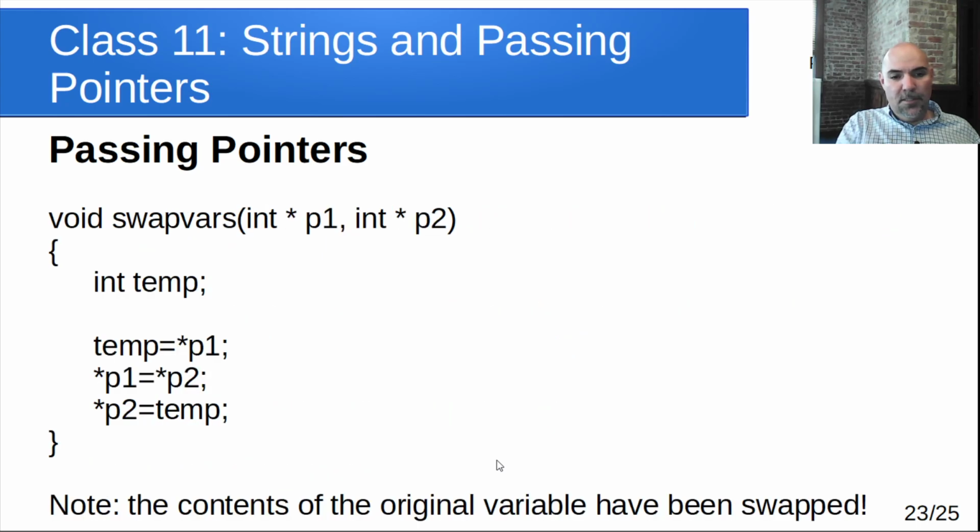So let's look at an example. Here I'm passing in two integer pointers, and I want this function to switch the values. If I were to pass in, for example, the address of a variable i and the address of a variable j, when this function is done, they will have exchanged values. So if i was 10 and j was 20, after this, the 20 would be in i and the 10 would be in j.